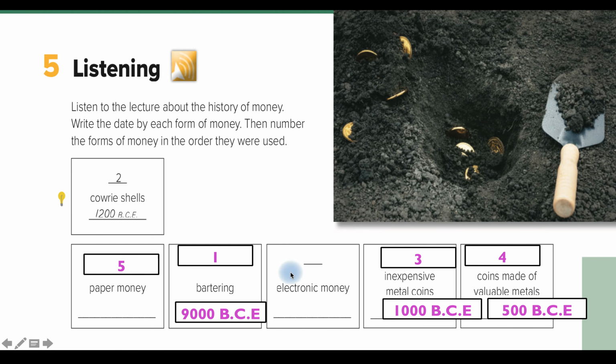Okay, now the fifth one, which is the paper money, also appeared in China, in the year 800 CE.